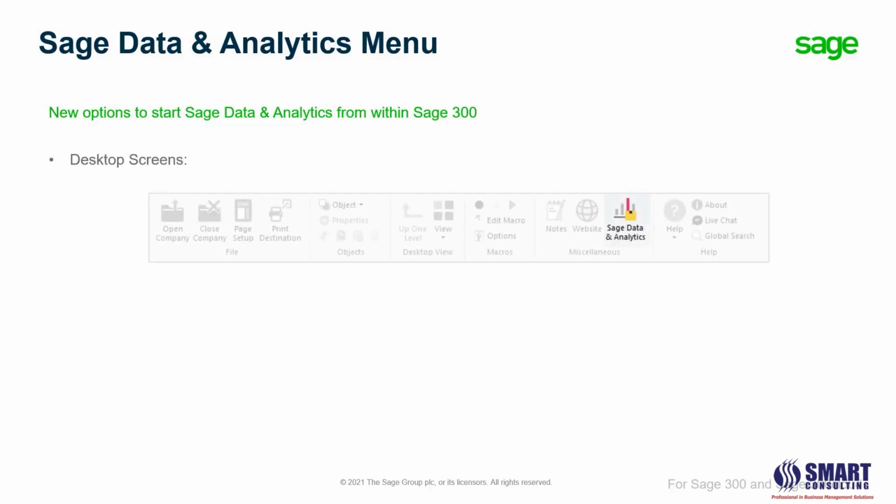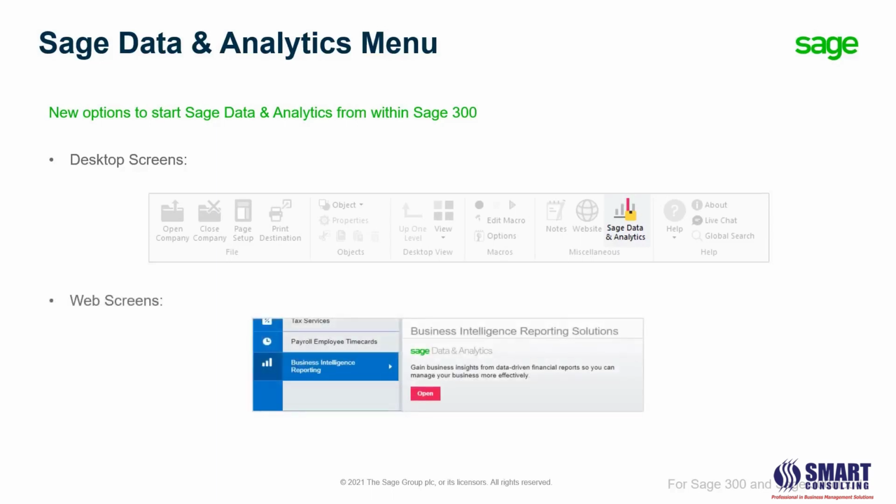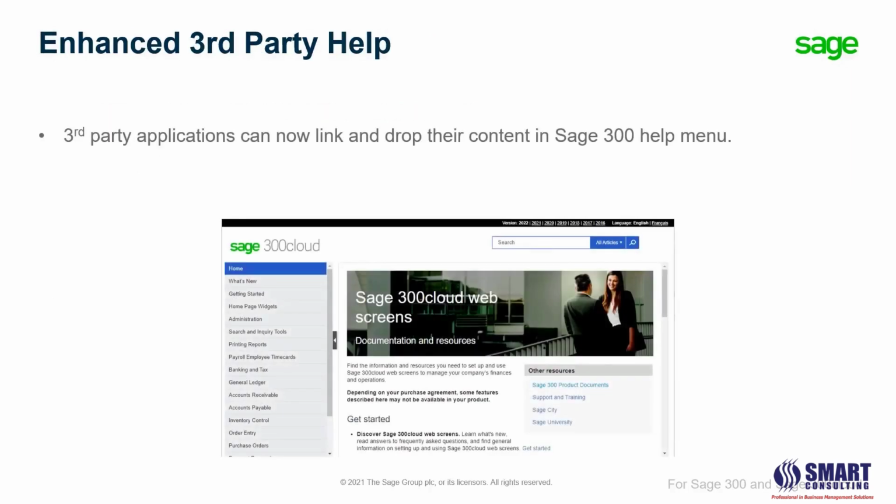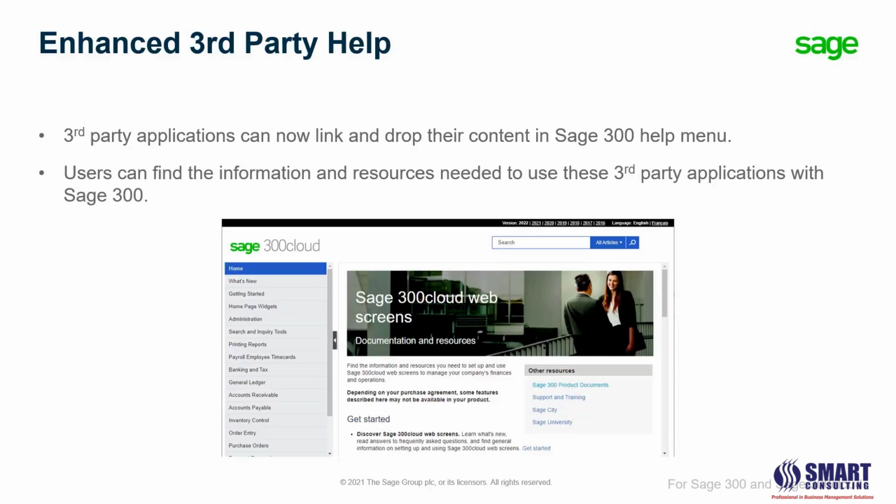In desktop screens, it can be accessed by clicking on the Sage Data and Analytics icon on the desktop ribbon. In web screens, it can be opened from Business Intelligence Reporting on the navigation menu. Third-party applications can now link and drop their content in the Sage 300 Help menu. This enables users to find the information and resources needed to use these third-party applications with Sage 300.